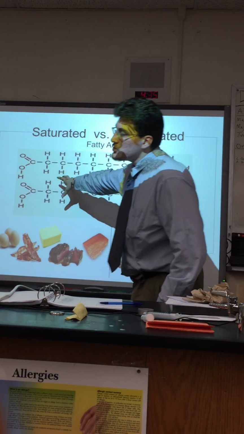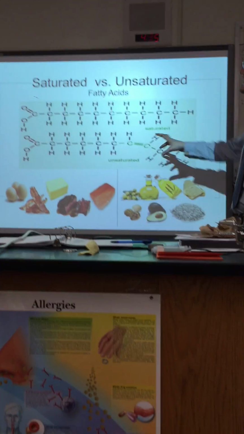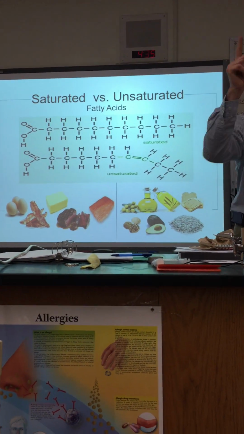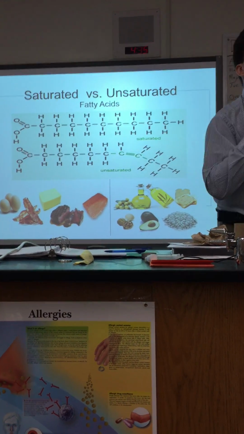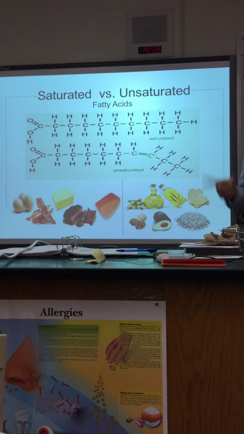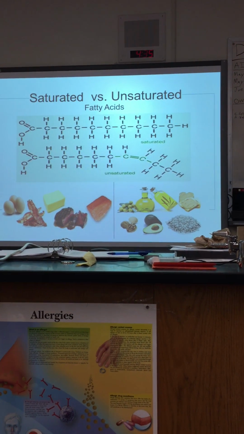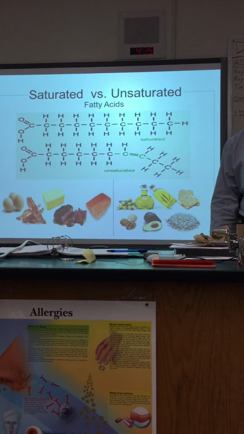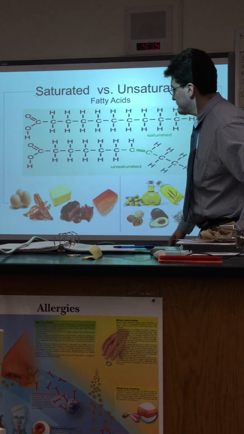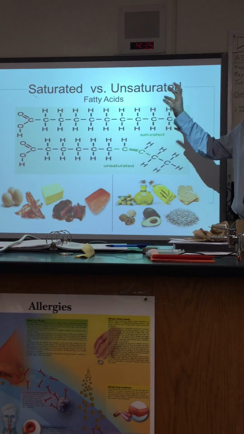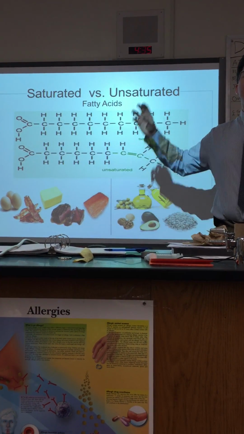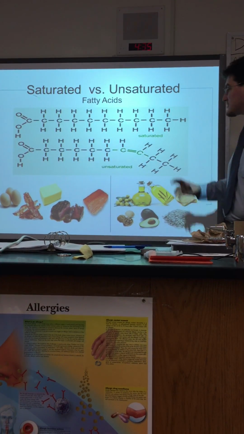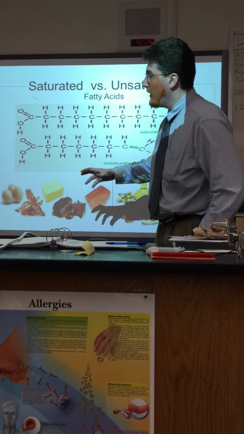In an unsaturated fatty acid, there is a double bond. One double bond makes it unsaturated. Polyunsaturated means more than one double bond, multiple double bonds. So, the saturation is referring to, is it full of hydrogen or not? So that is fatty versus not.